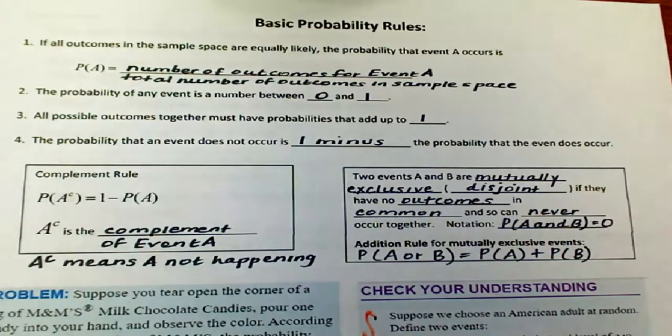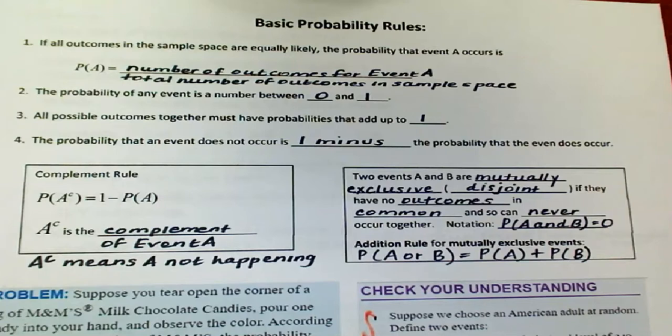Okay, so let's go over these terms, these rules. All right, number 1, if all outcomes in the sample space are equally likely, the probability that event A occurs is, and we talked about this on the previous example, to find the probability of an event, you find the number of outcomes for the event, like how many times could this happen, and then the denominator is always the total number of outcomes in the sample space. So that's how you find the probability of an event.